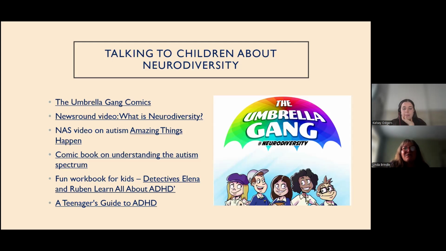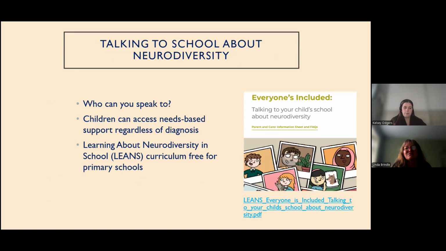There's a Newsround video up there, and there's a really lovely animated video on what autism is as well here. So for sharing with children and siblings to help explain what a diagnosis means and what life might be like for an autistic child. So again, a whole host of lovely resources. In terms of speaking to school, here's another great resource that's a free curriculum for mainstream primary schools. It's specifically focused on children aged 8 to 11 years old, to introduce the concept of neurodiversity. So that's another brilliant resource.